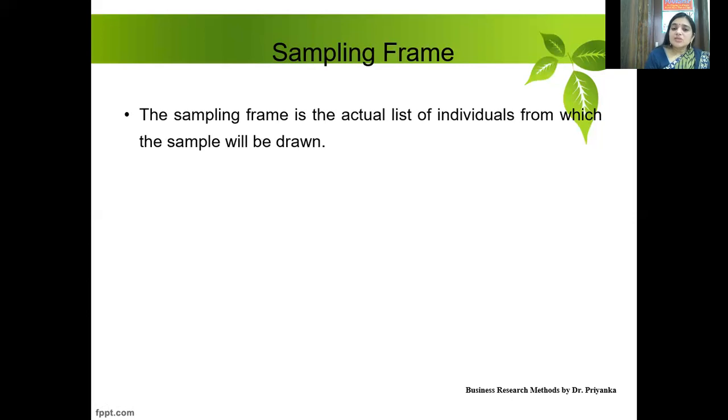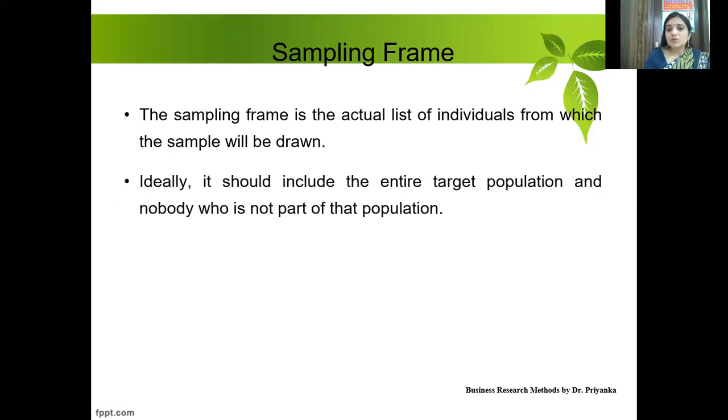Sampling frame is the actual list of individuals from which the sample will be drawn. Ideally, it should include the entire target population and nobody who is not part of that population. Once you have decided the target population, you will review whether you have decided it well or not, and you will be listing down the whole of the population in the sampling frame.